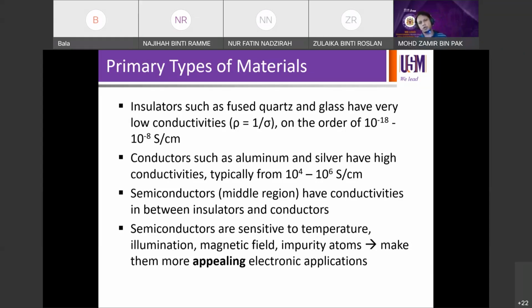So when you pick your semiconductor materials, you can already pick based on its original conductivity, and not only that, you are also able to alter the conductivities by different parameters as mentioned, okay, in order to achieve certain specifications or certain properties in your desired applications.